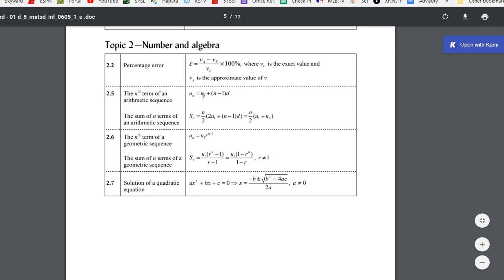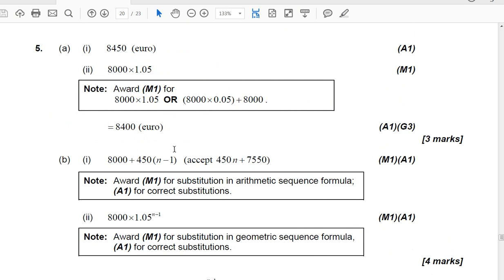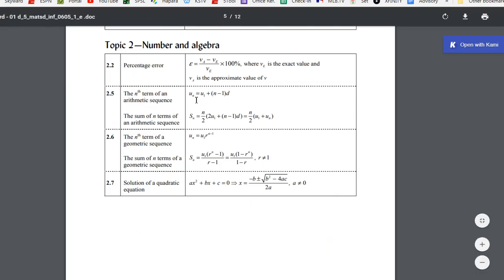We had 8,000 plus 450 times n minus 1, right? So instead of even having to come up with it yourself, just plug it into the nth term of the arithmetic sequence formula. You can just plug that straight in. 450 is the difference, 8,000 is the first term, and n is the number of terms. You just leave the n as n, and that would give us the formula. So that's a little bit easier way to do it.